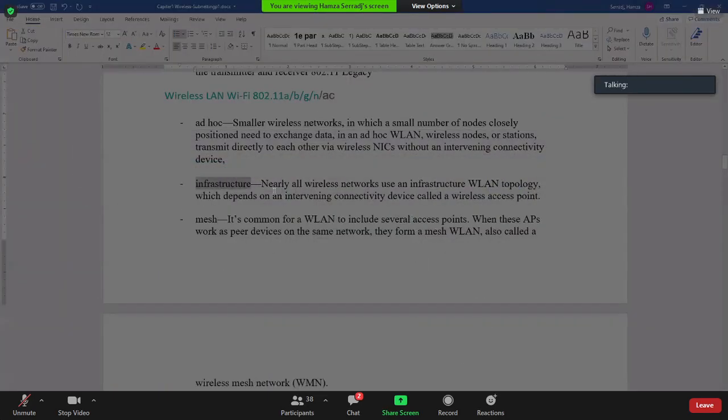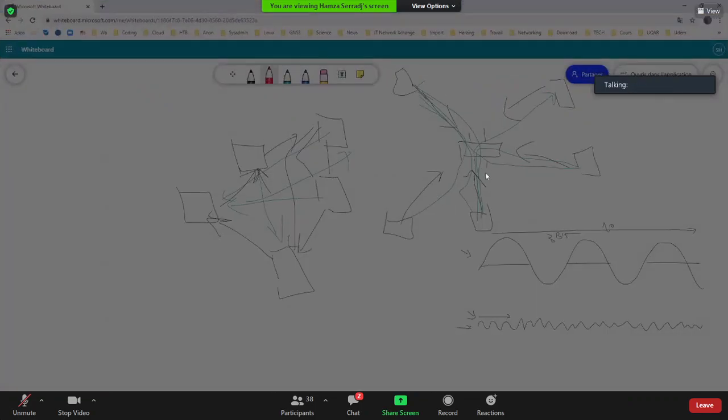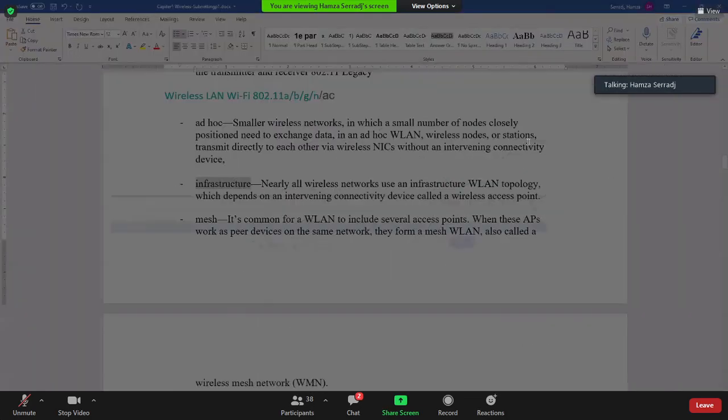Right? Nearly all wireless networks use an infrastructure wireless LAN topology, which depends on an intervening connectivity device called the wireless access point. We usually call it AP, for access point. An access point is the router with some antenna, right? So this is an infrastructure. This is an ad hoc.